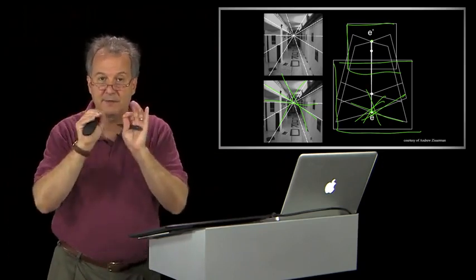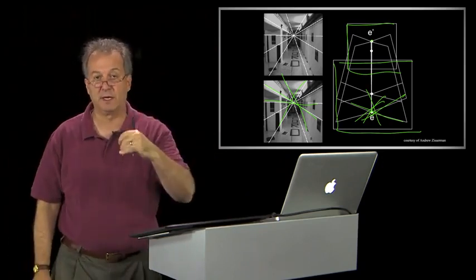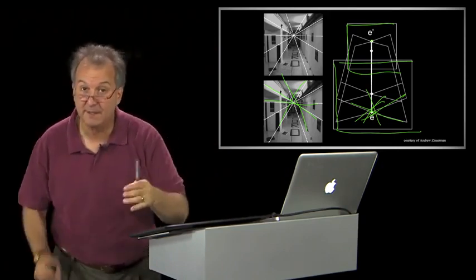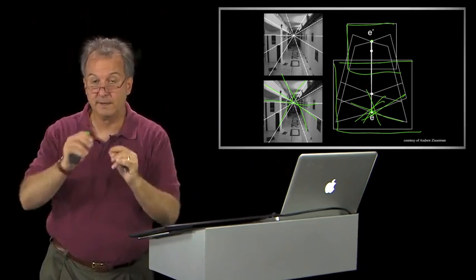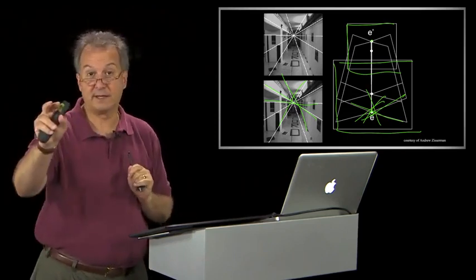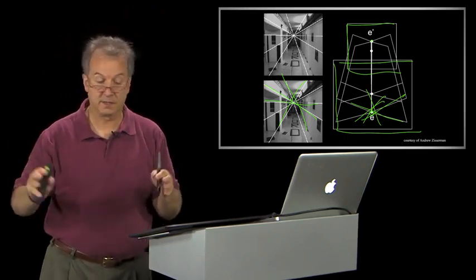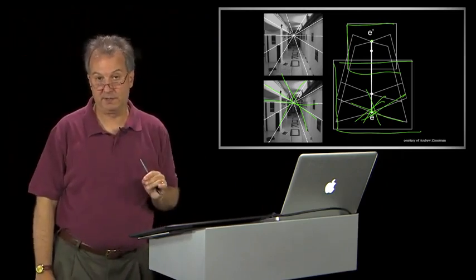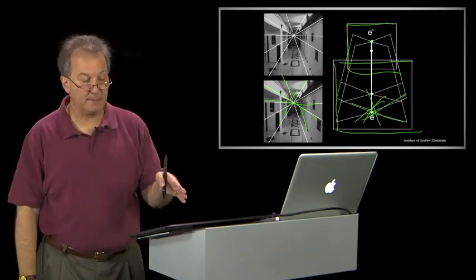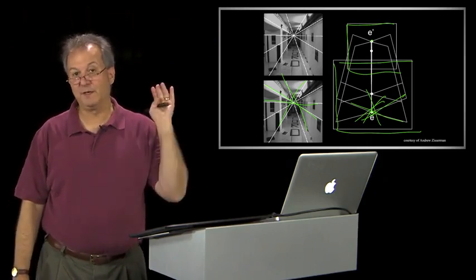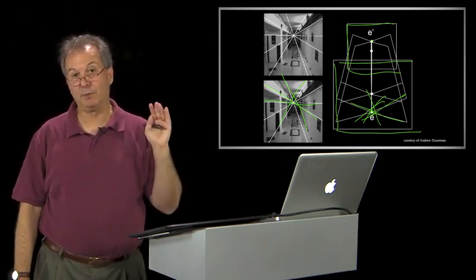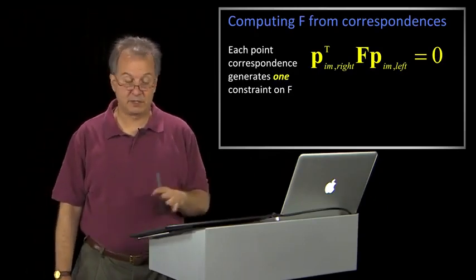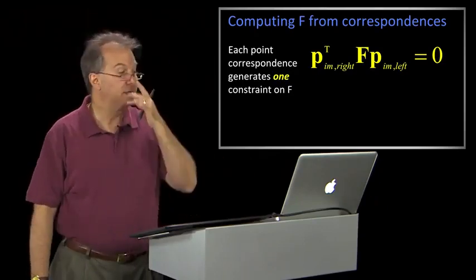Remember, the amount that points move between one image and the next is a function of depth, going way back, remember disparity. The closer something is, the more disparate it will be. Something that's very far away, like the moon, doesn't change much at all. So they're going to move along these epipolar lines. We're going to use this as an example because it'll be very clear whether you got the epipolar lines right or wrong. So how do we compute the fundamental matrix from the corresponding points?